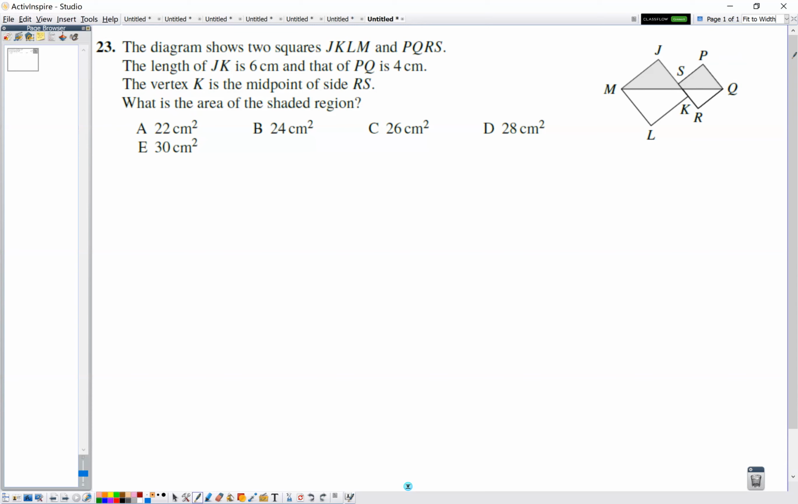The question asks about two squares, JKLM, this one, and PQRS. The length of JK is 6 centimeters. The first part, we know this is 6 centimeters here, and PQ is 4 centimeters. The vertex K is the midpoint of S and R. The question asks, what's the area for this? What's the area for this? Many of the similar answers say B, but if a question asks you to prove that, how do you know the answer is B then? How do you think about that?